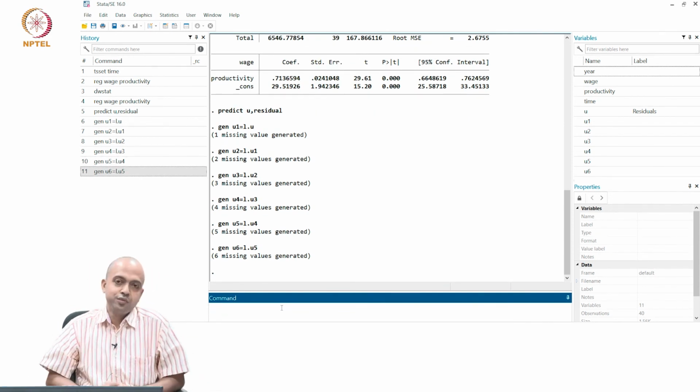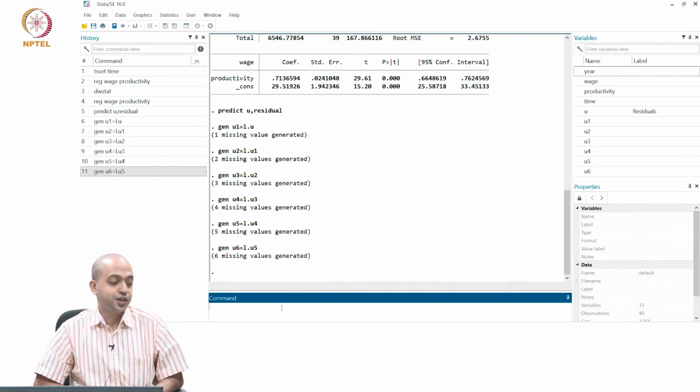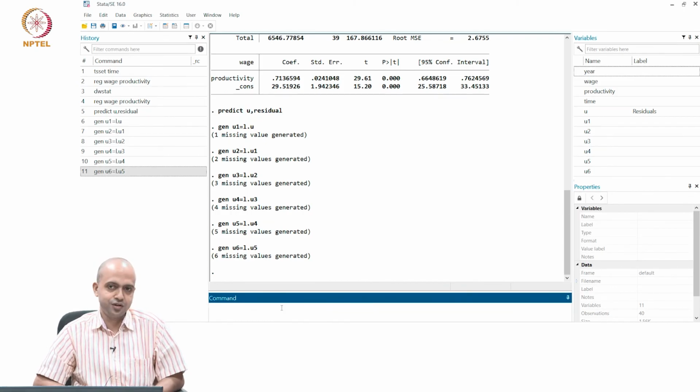So, we have generated ut minus 1 hat, ut minus 2 hat, ut minus 3 hat, ut minus 4 hat, ut minus 5 hat and ut minus 6 hat. All the lagged values of the error term we have created by using the L dot command. L for lag, if you remember, L dot a particular variable will create the lag value for that variable.